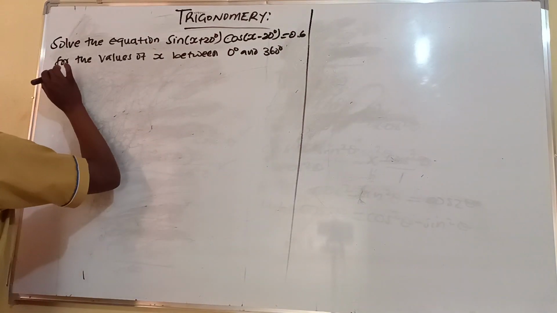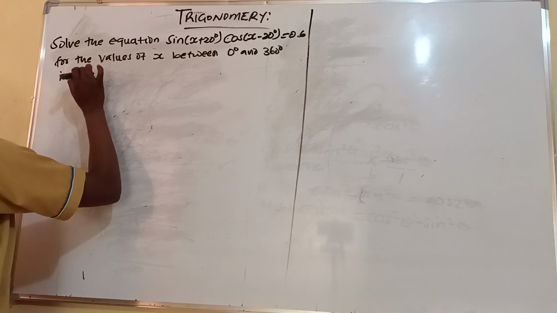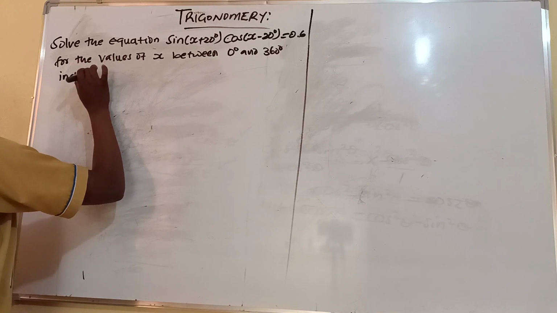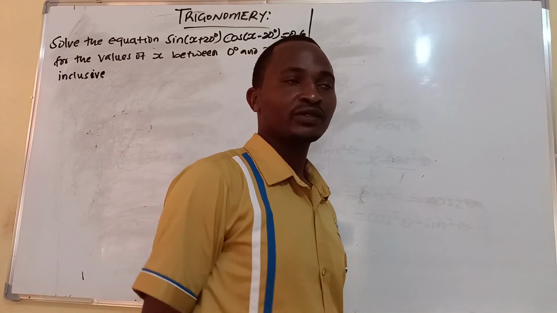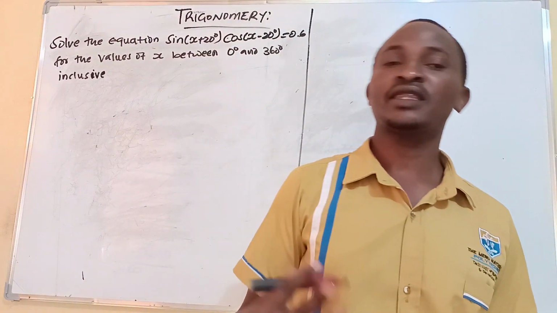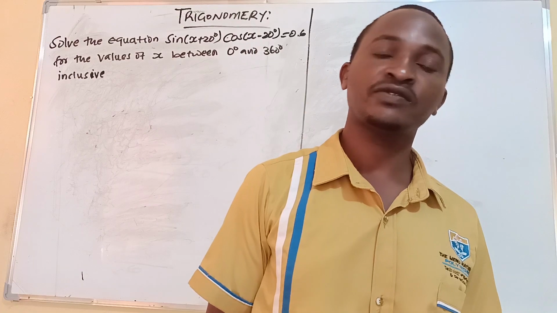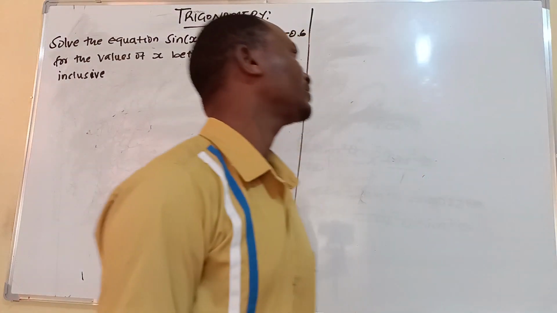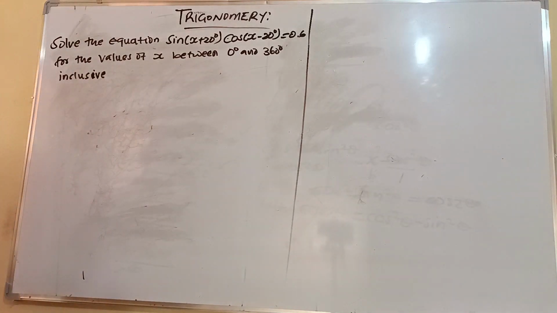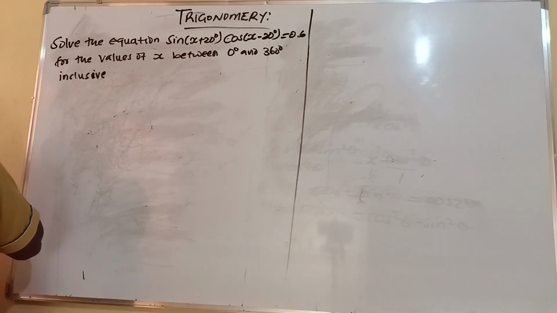inclusive. Inclusive means you have to solve for all values of theta where that particular trigonometric function is either negative or positive. You have to check where it is positive, in which quadrants, or where it is negative, in which quadrants. That's what we mean when we say inclusive.